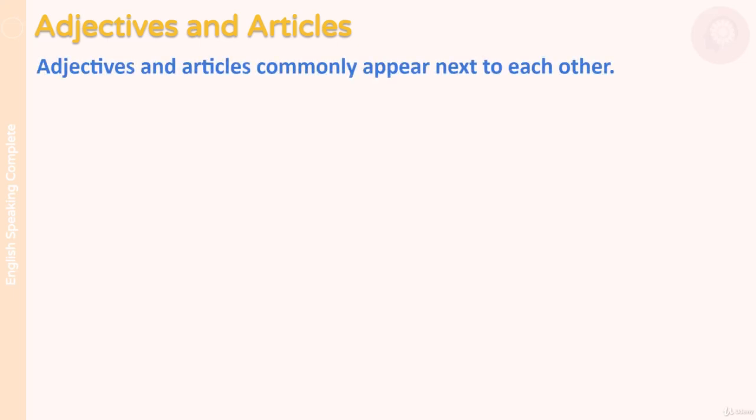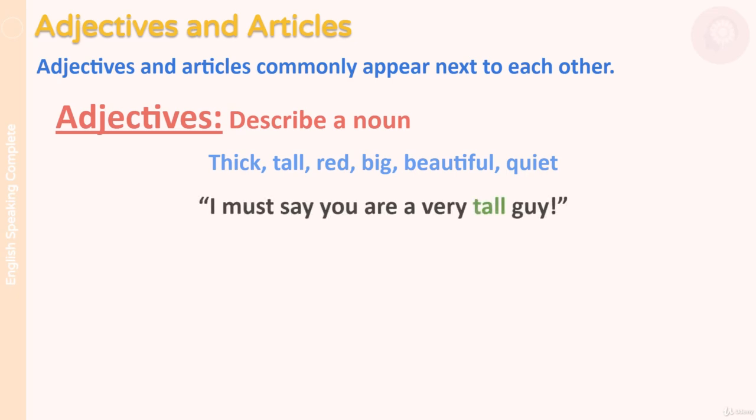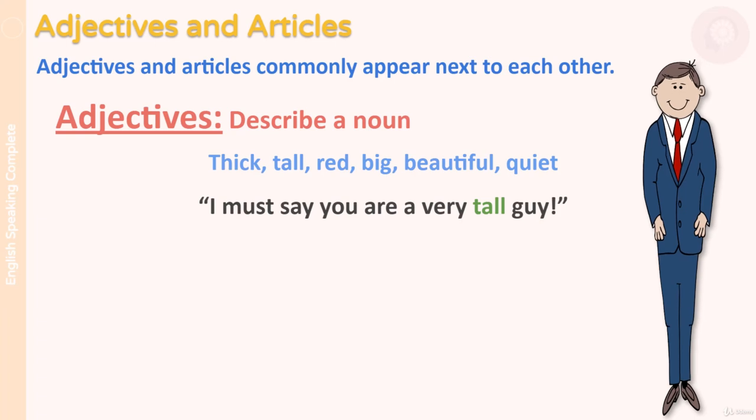Okay, so next up we have adjectives and articles. Adjectives, super useful. We can commonly see adjectives and articles next to each other. Quite simply, adjectives describe a noun. They give more information about the noun. Here's some examples. Thick, tall, red, big, beautiful, quiet. And here we can see a sentence. I must say you are a very tall guy. Guy, of course, is our noun.